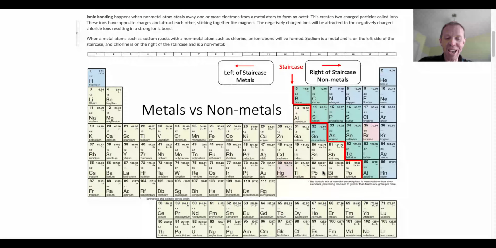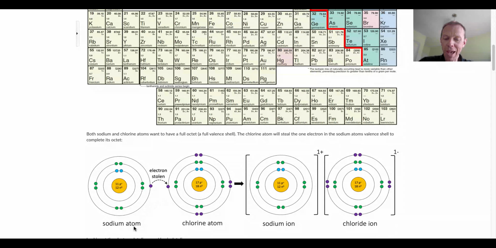If we take a look at an example right here, we see we have a sodium atom and a chlorine atom. Now, both of these want to have a full outer shell, or a full valence shell. What we're going to see is chlorine has 7 electrons in its valence shell, and sodium atoms only have one electron in its valence shell. So if the chlorine atom will steal that valence electron from the sodium atom, both have full octets, okay? And we get the formation of an ionic bond. So we have a sodium ion being bonded to a chloride ion.